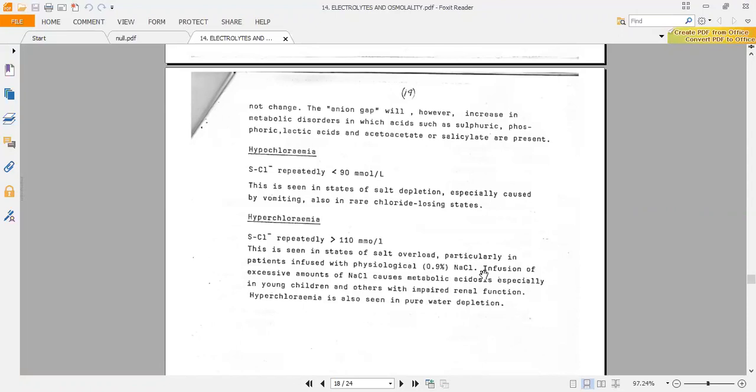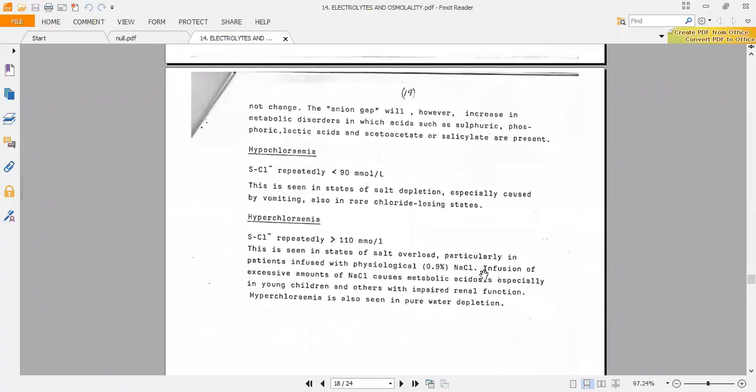Does that mean that the anion gap is mainly dependent on the concentration of chloride and bicarbonate? It's mainly dependent on the concentration of chloride and bicarbonate?